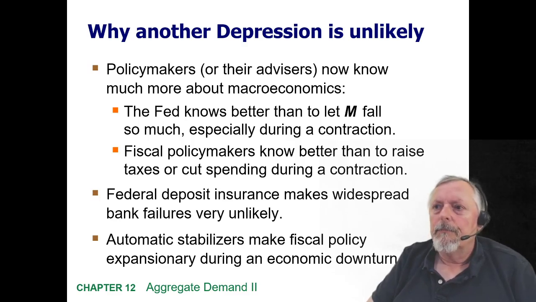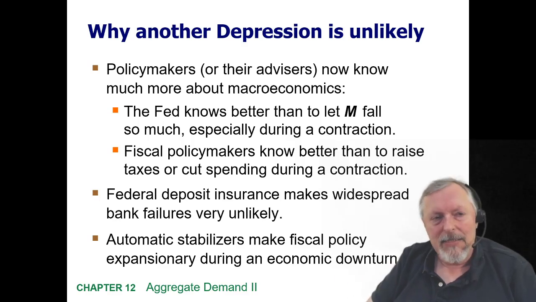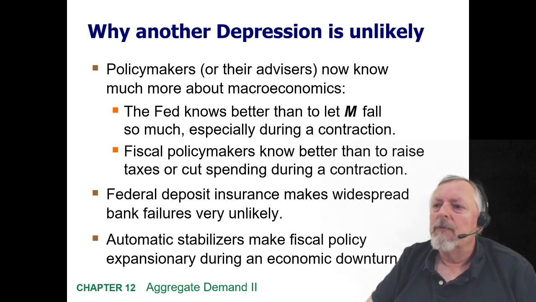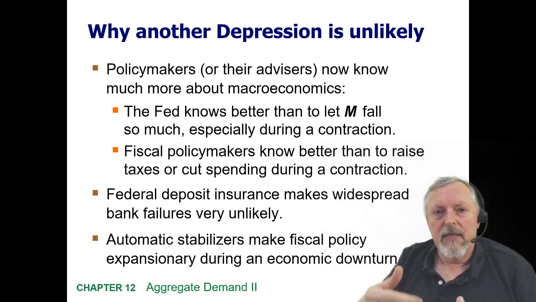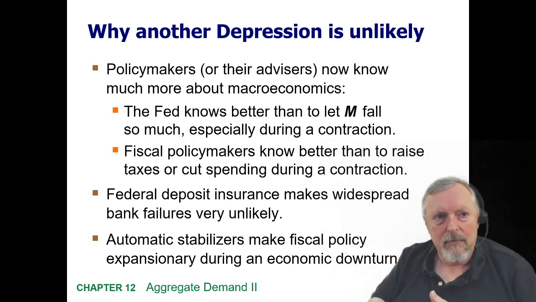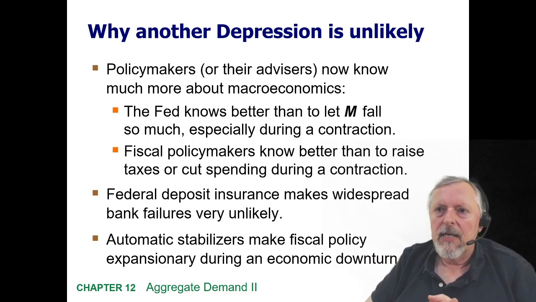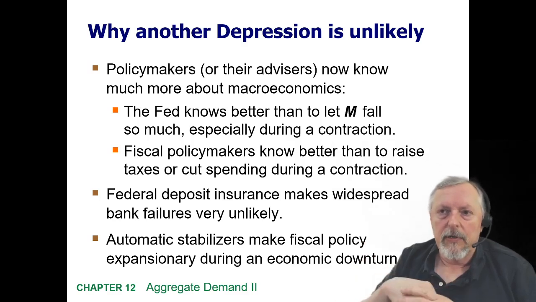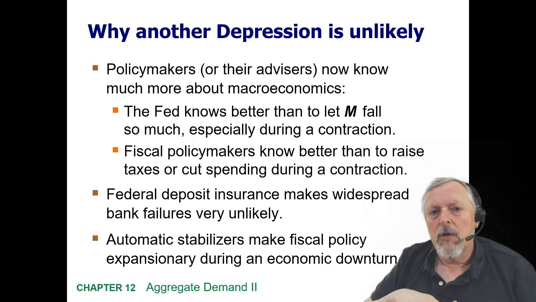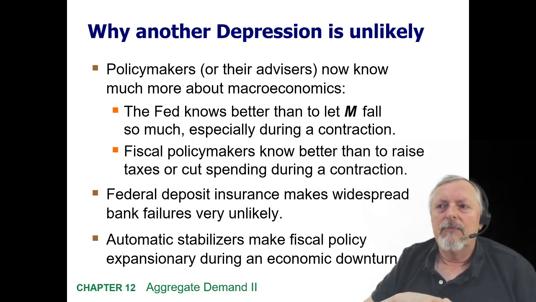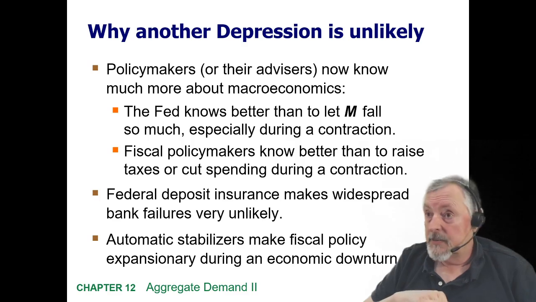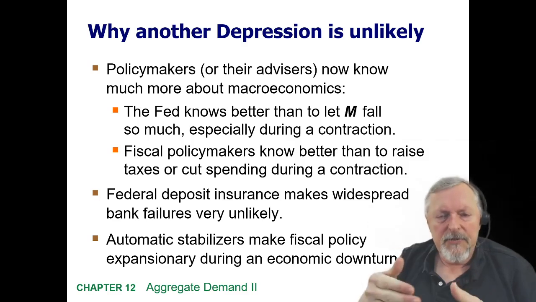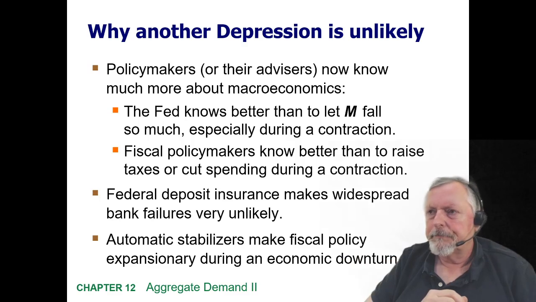But there are other things that make another Great Depression-like event less likely. Federal deposit insurance, that was enacted in the wake of the bank failures in the 1930s. Deposits are insured up to fairly high levels. That makes large-scale bank failures very unlikely in the United States, at least. And most countries, advanced countries, have similar systems.